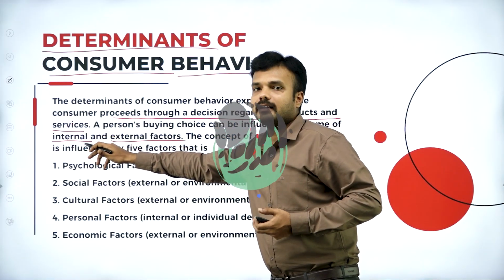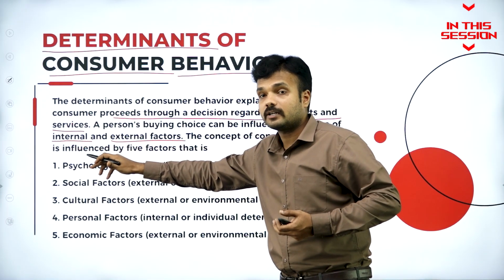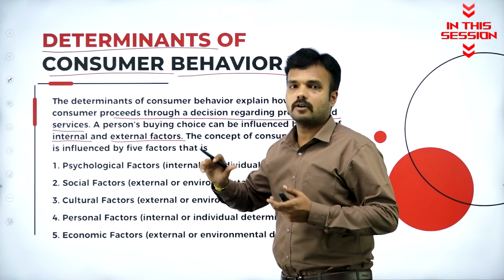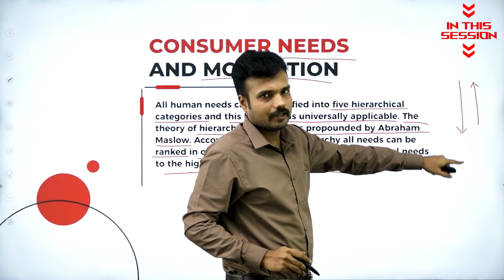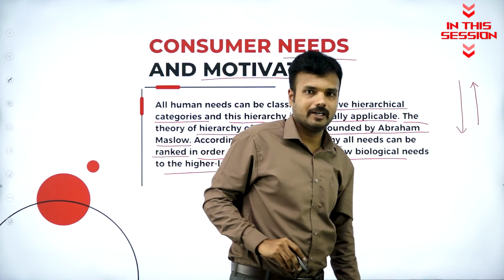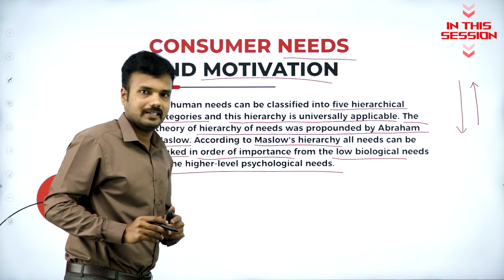This internal factor is also known as individual determinants. These external factors are also known as environmental determinants. In this theory, we are going from bottom to top. Let me call it Maslow's hierarchy of need theory.